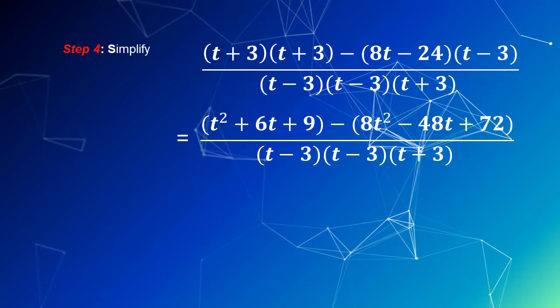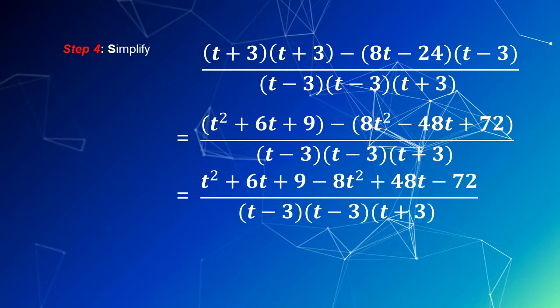So here I did not simplify this one because I can use this one in canceling, dividing the numerator by the denominator if there are any, to reduce this one to lowest terms. Then subtracting this one, we have negative 8t squared plus 48t minus 72. So we know that in subtracting polynomials, the sign of the subtrahend changes. So we have negative 8t squared plus 48t minus 72.